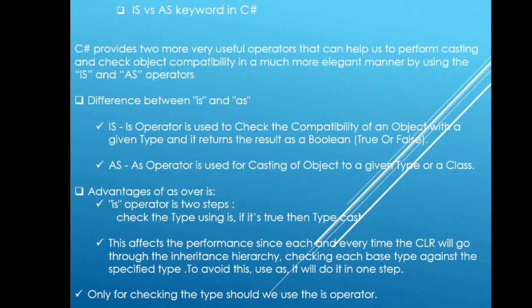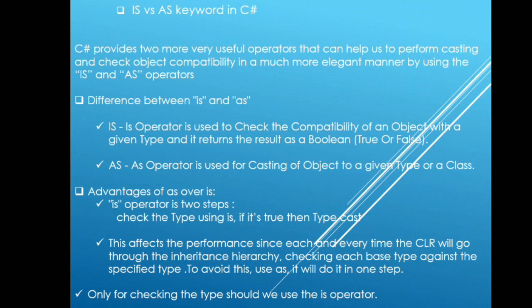The difference between is and as is that the is operator is used to check the compatibility of an object with a given type, and it returns the result as Boolean true or false. The as operator is used for casting of an object to a given class or type.